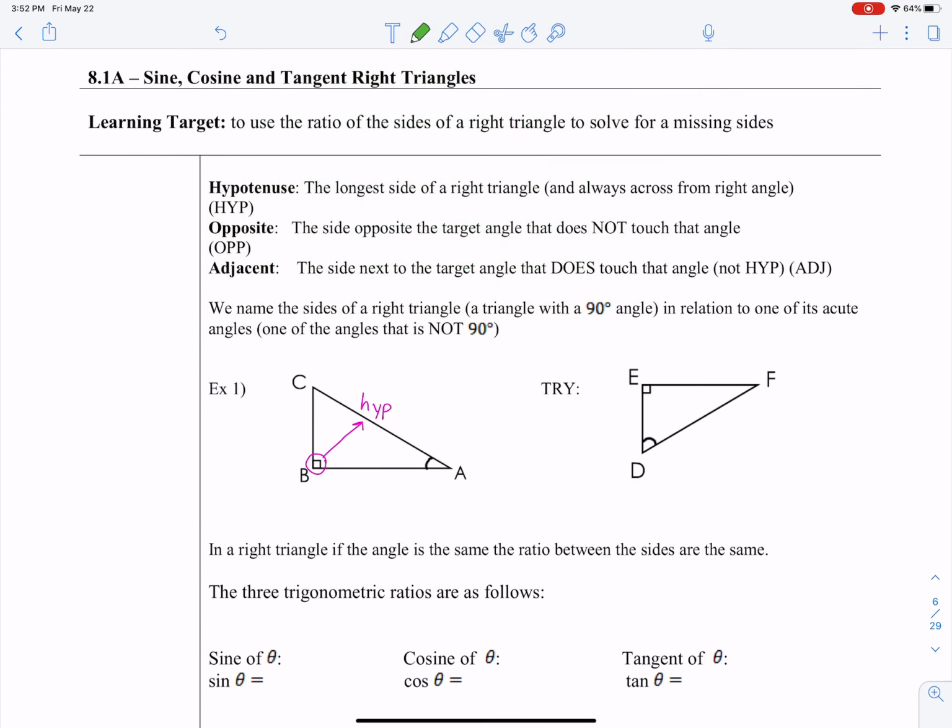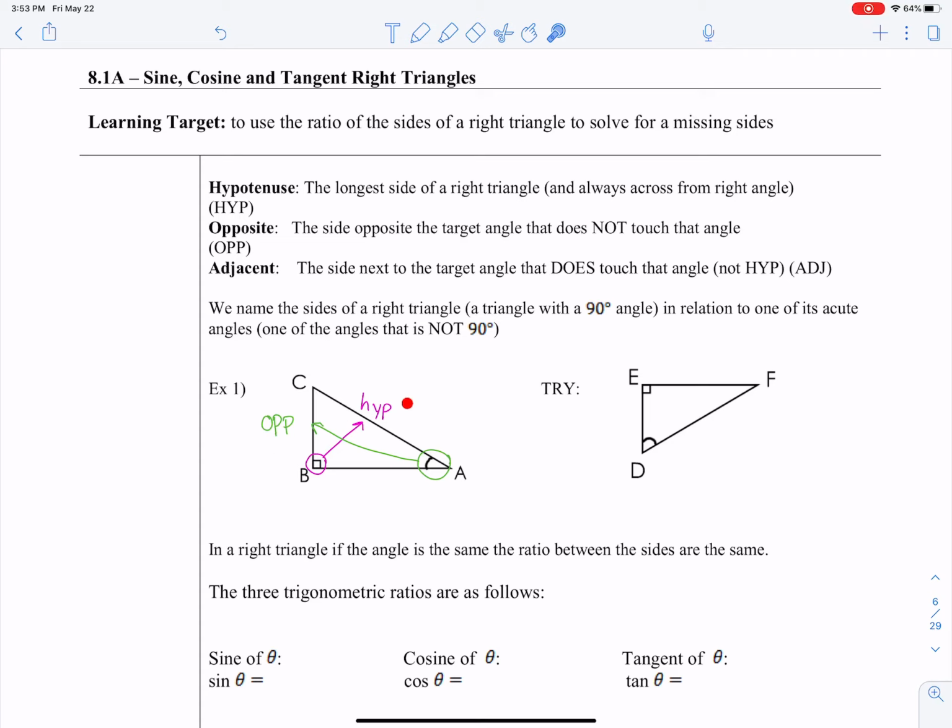Let's use green. I'm going to circle the target angle, and go across from the target angle over here. This is going to be my opposite, OPP. Then I have one side left over. That's the side that is next to the target angle that does touch the angle, and that's not the hypotenuse. Basically it's the one side that I have left over, and it should be next to that angle if I've done everything right. So the opposite side here is opposite the angle and doesn't touch it at all.